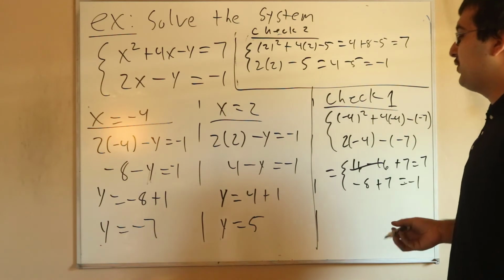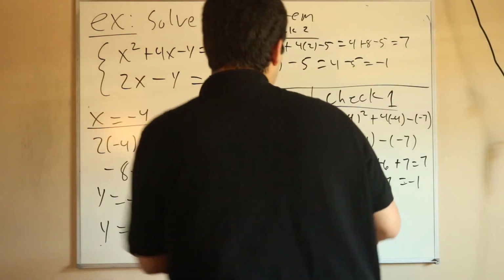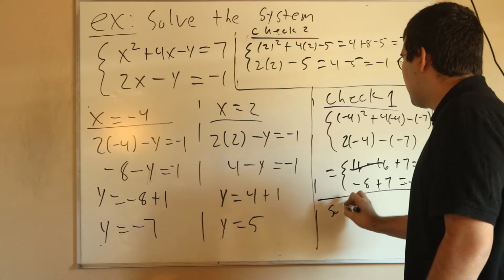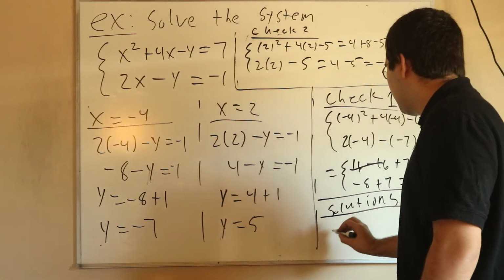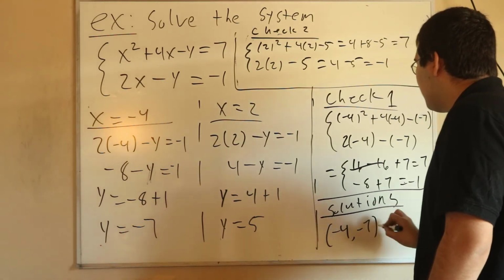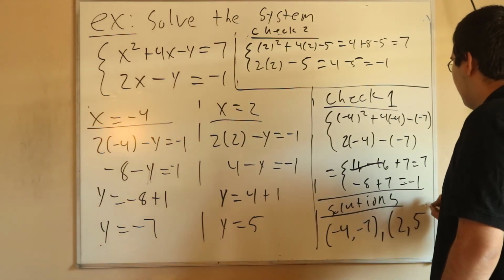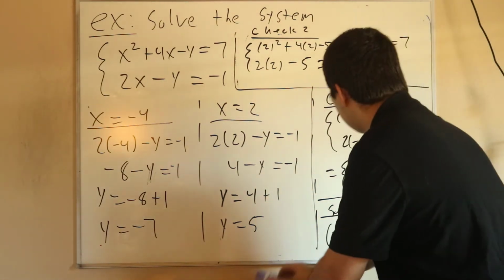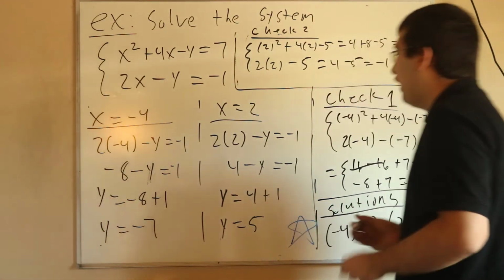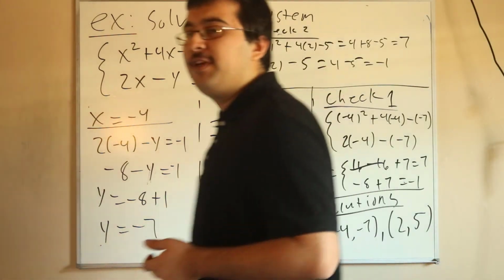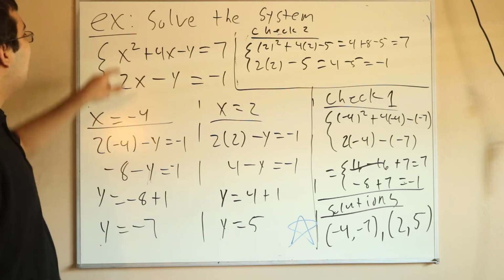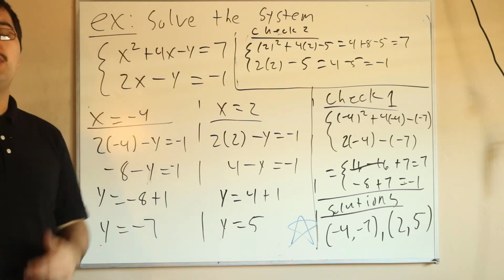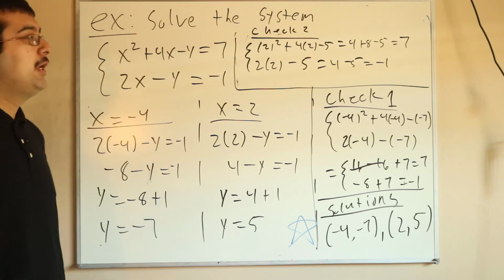These are the correct solutions. I'll write them right down here. So our solutions, we have two solutions. It is the point negative 4 comma negative 7 and the point 2 comma 5. And there you go. So it is totally feasible for us to produce two solutions when solving a system of equations. Of course, we would expect something like that when we see this squared term, so we know we're dealing with a quadratic equation for one of our equations.